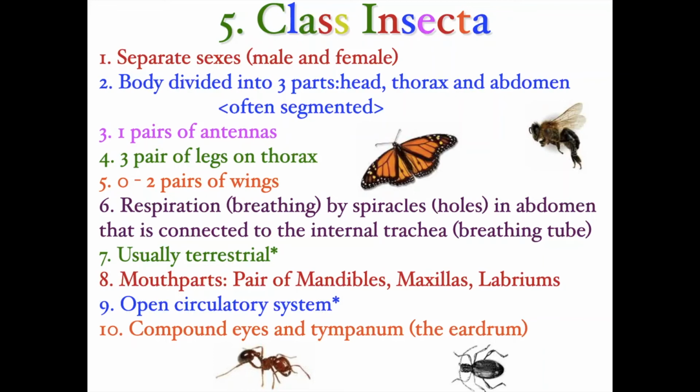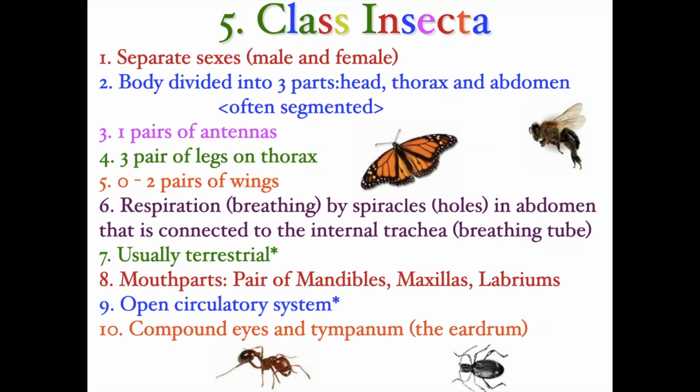Now the labrum is kind of like a palp, it will push food in, and the maxilla is also kind of holding and pushing things into the mandible so the mandible can chew it. Then we have the open circulatory system.